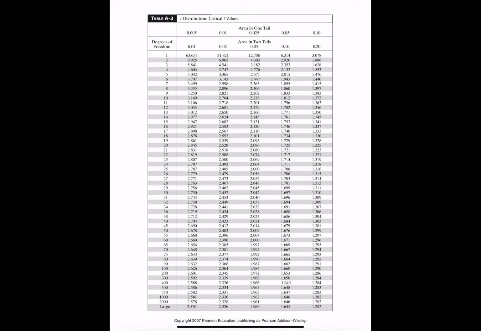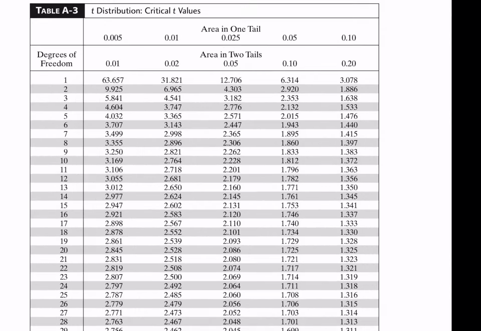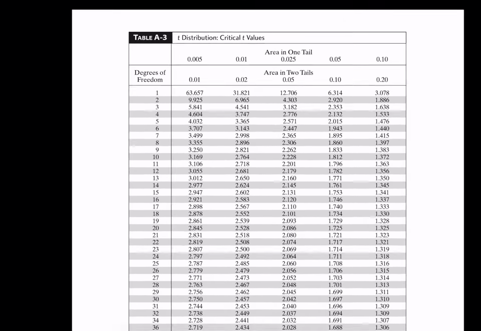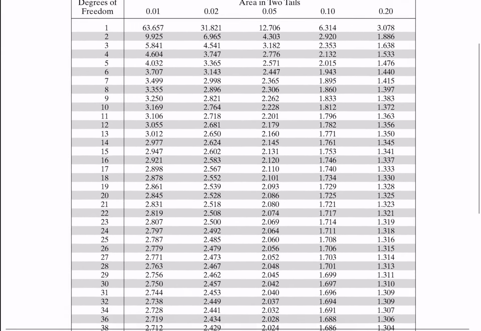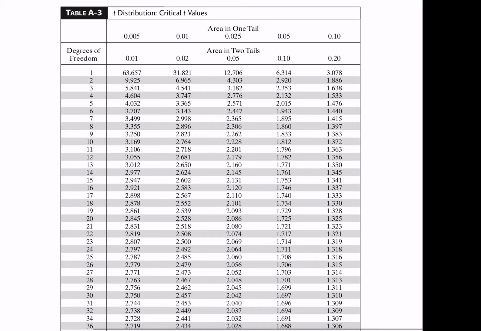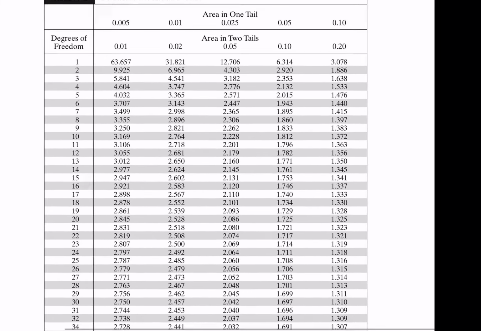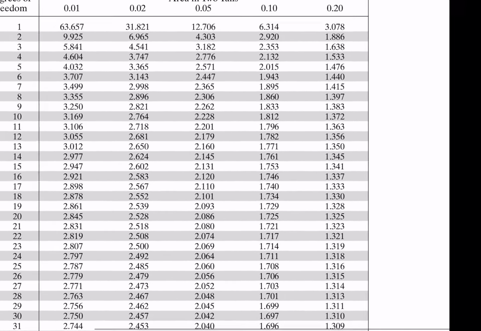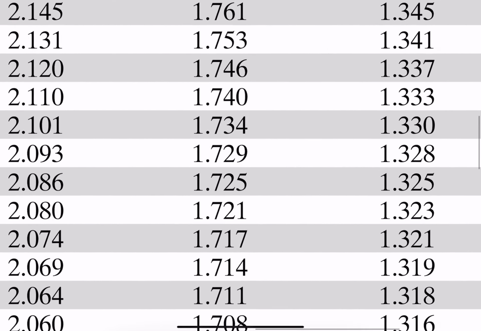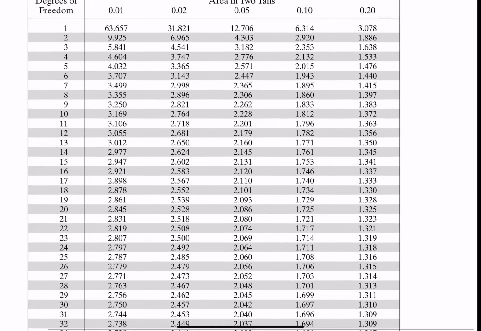So here I'm in my t-table. I have area in 1 tail, right? Area in 1 tail is 0.05 and degrees of freedom are 21. So if we match those up, that's 1.721, right? 1.721.